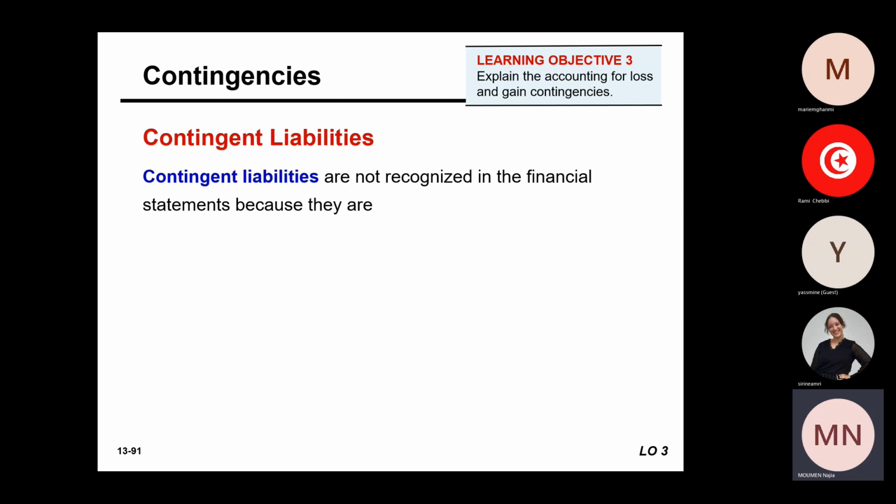So when we have contingent liabilities, why? Because what is, after all, a contingent liability? It is a possible obligation, so not yet confirmed.